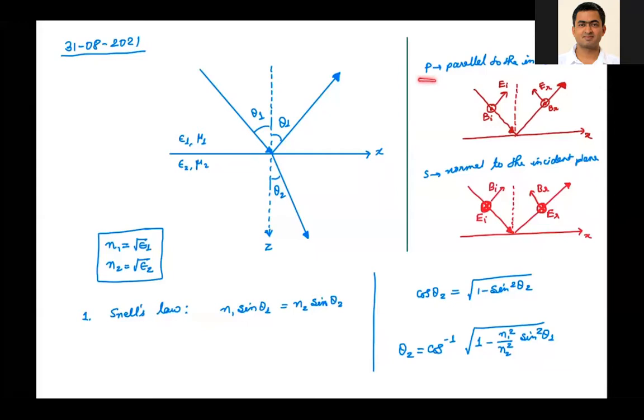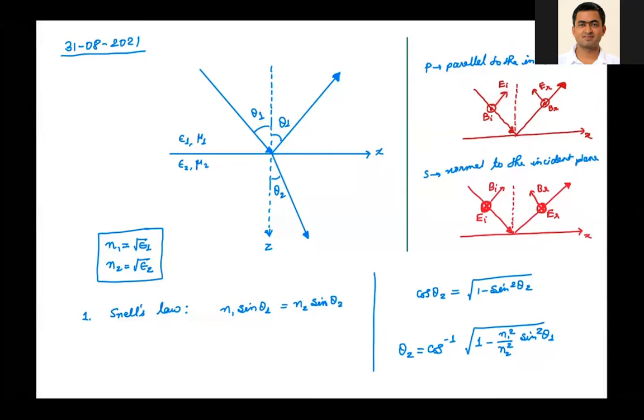So P polarized light is something that is parallel to the plane of incidence. For example, the light is incident on this plane, it is reflecting. So the plane of my iPad is the plane of interest, and the electric field component parallel to that plane is called the P polarized light.